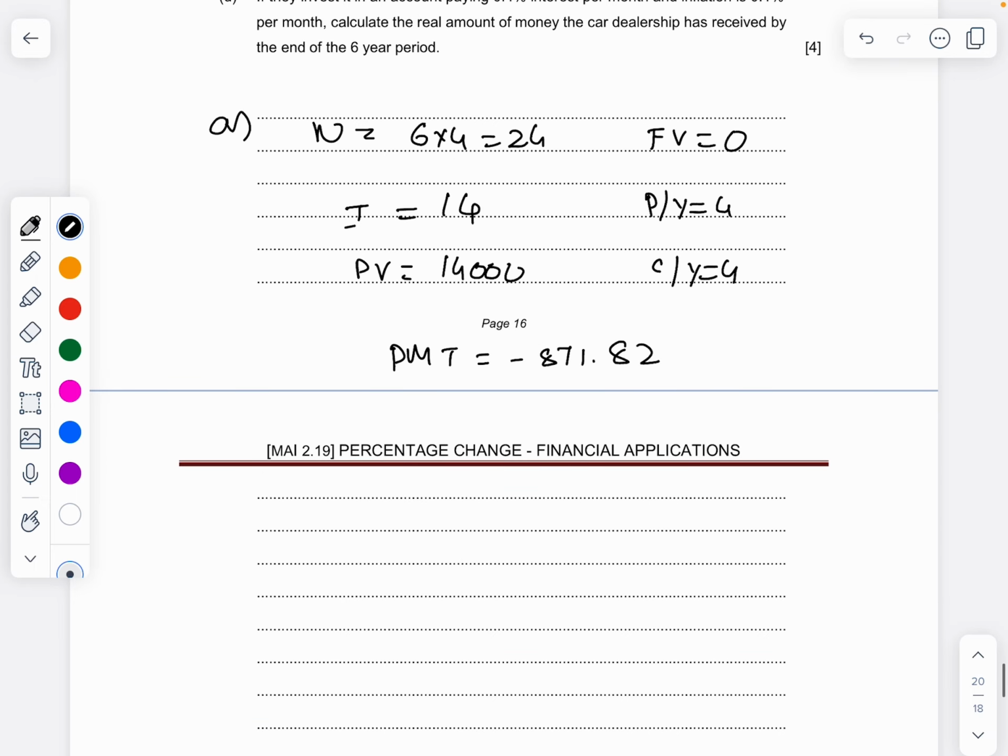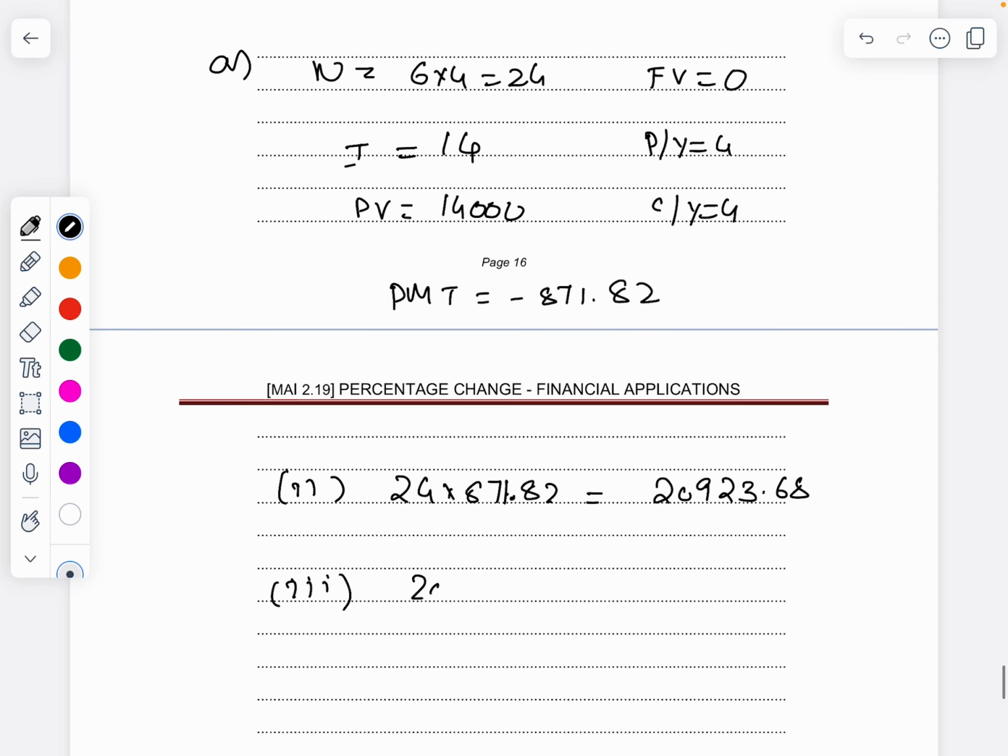Then find the total amount paid. The total amount paid will be 24 times 871.82, which is 20,923.68. Then the total interest paid is 20,923.68 minus 14,000, which is going to be 6,923.68.